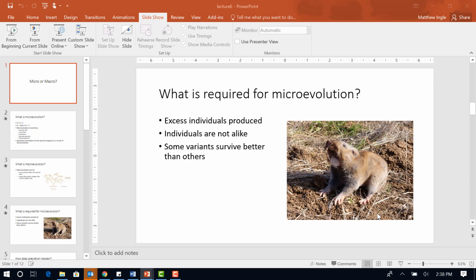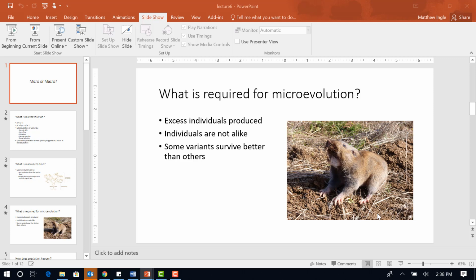So what is required for microevolution? How do we set a population up so that it can fluctuate? For the most part, microevolution requires excess individuals produced. Now, there are some exceptions to this. You could have microevolution fueled by genetic drift without producing more individuals than can possibly survive.